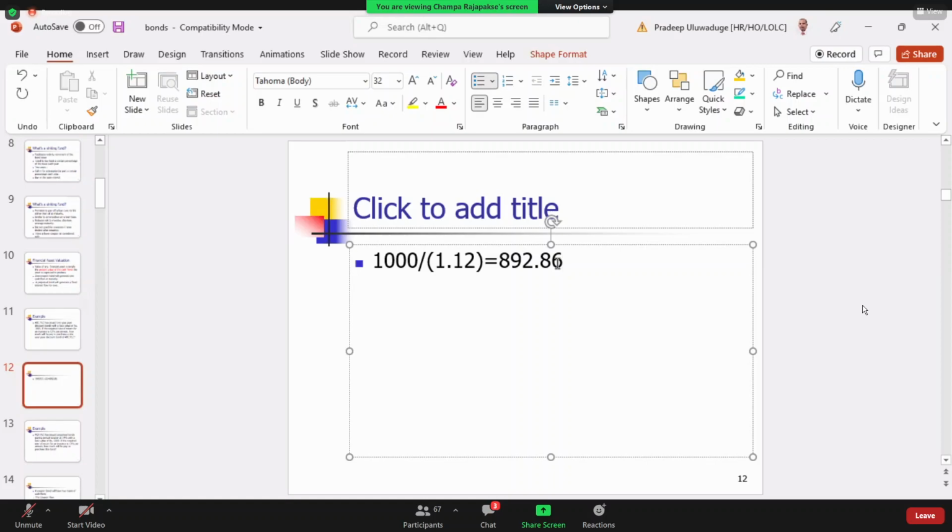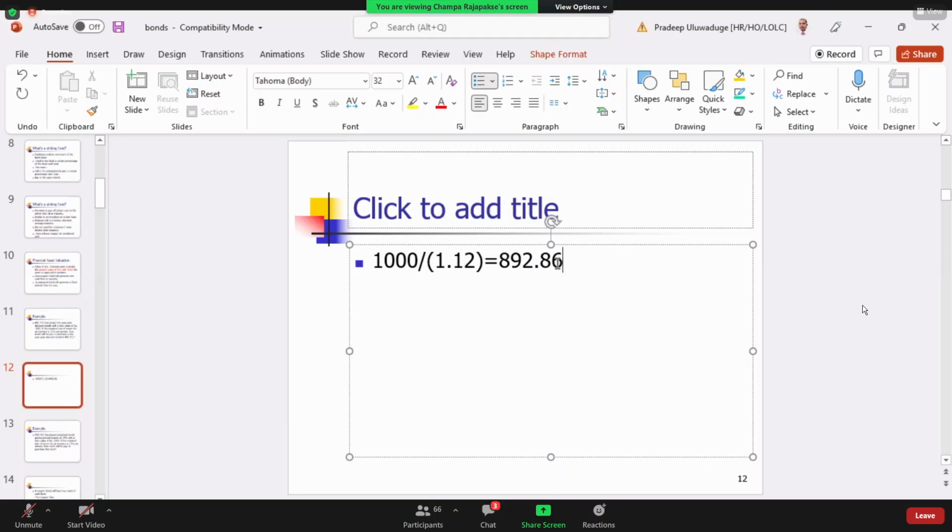Because we say value is the present value of the cash flows. Value of any asset is the present value of the cash flows that asset would generate. So this asset would generate only 1000 rupees after 1 year, and we will be discounting it for 1 year at 12% because we want to get the present value. So present value of 892 and 86 cents means that the value of this bond is this much. In buying that, you should not pay anything more than that.